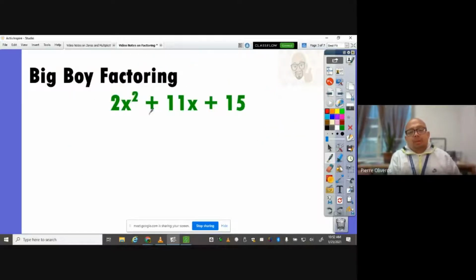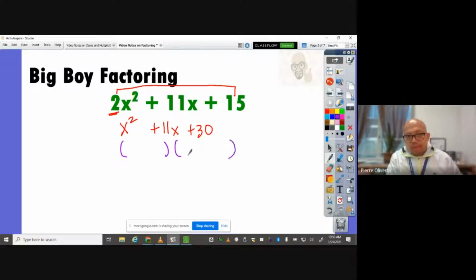Big boy factoring, 2x squared plus 11x plus 15. This time, there's no GCF, and the value of the leading coefficient is not equal to 1. So I'm going to use the slip-and-slide. 2 times 15 is going to give me 30. And then we're going to factor it the regular way of factoring. What two numbers, when you multiply them, give you 30, and when you add them, give you 11? So the answer is 6 and 5.